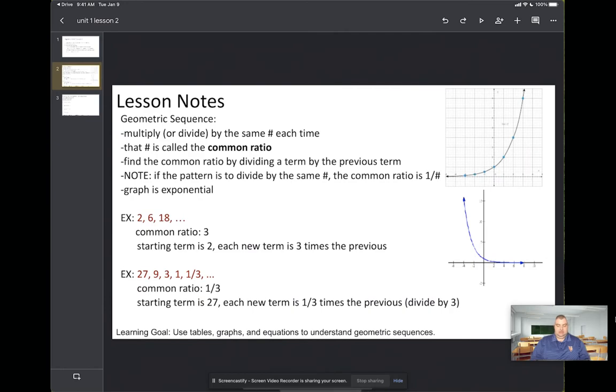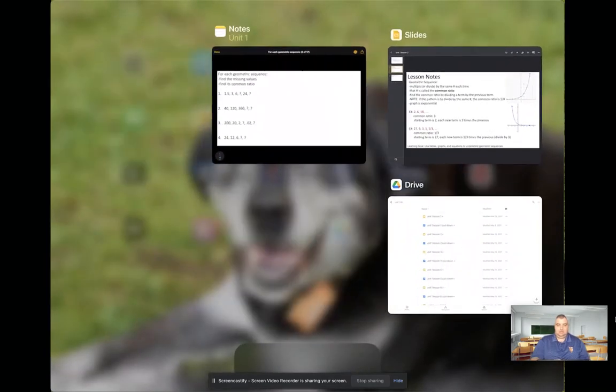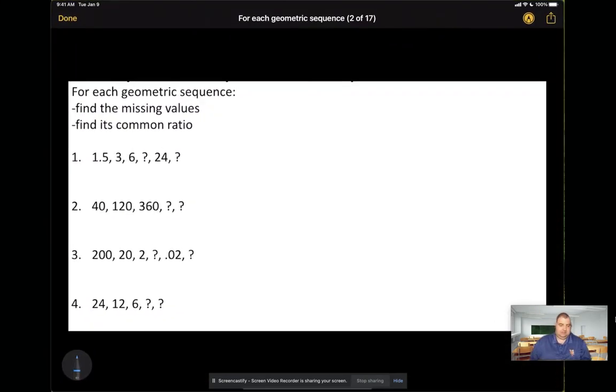Let's go ahead and take a look at the examples for this lesson. We have here a few examples of a geometric sequence. For each geometric sequence, find the missing values and find its common ratio. What I always like to do is try to figure out what the pattern is. If I can figure out what the pattern is, then I can do these two things: find the missing values and find its common ratio.